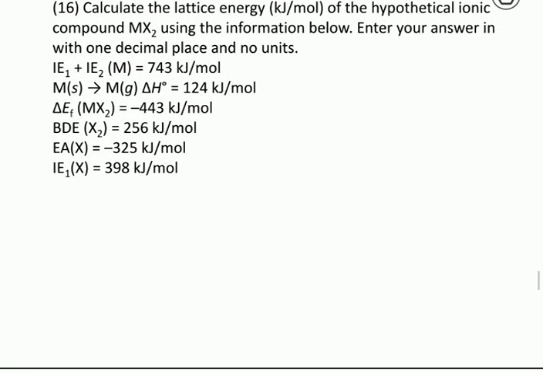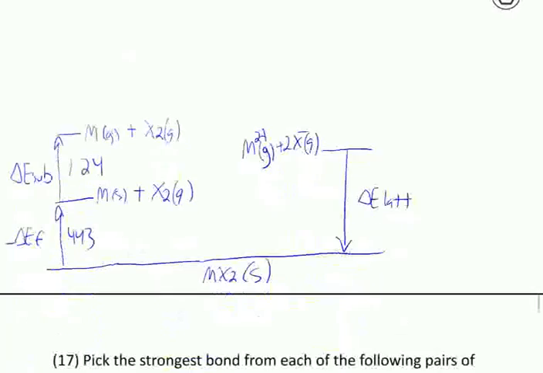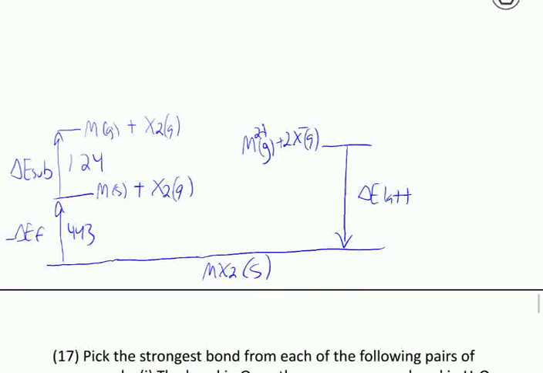We didn't actually, so I gave it to you as delta H, but it's the process of going from a solid to a gas, which is 124 kilojoules per mole. It might be abbreviated as sublimation energy, but it's that process here. Metal solid to metal gas, 124 kilojoules. The next step is going to be ionization of the metal.